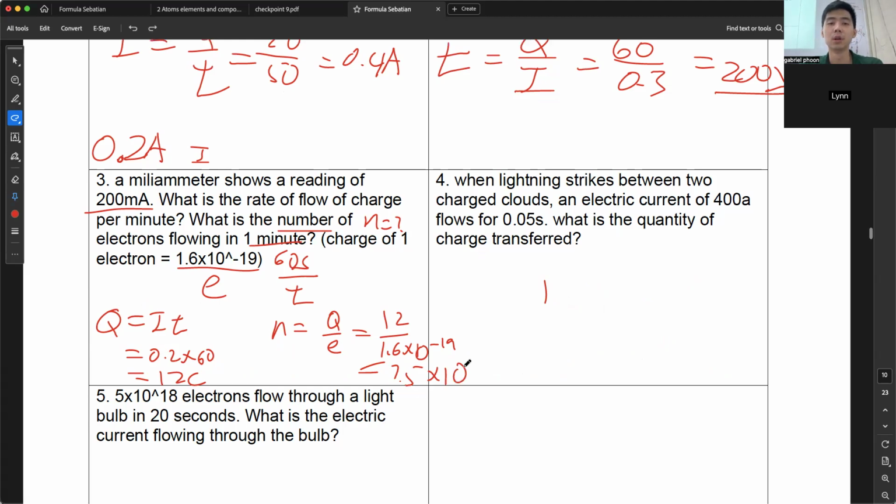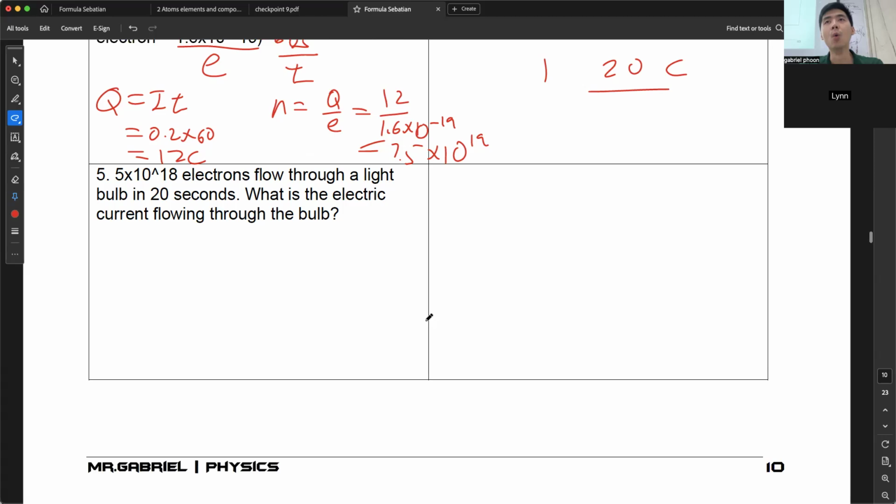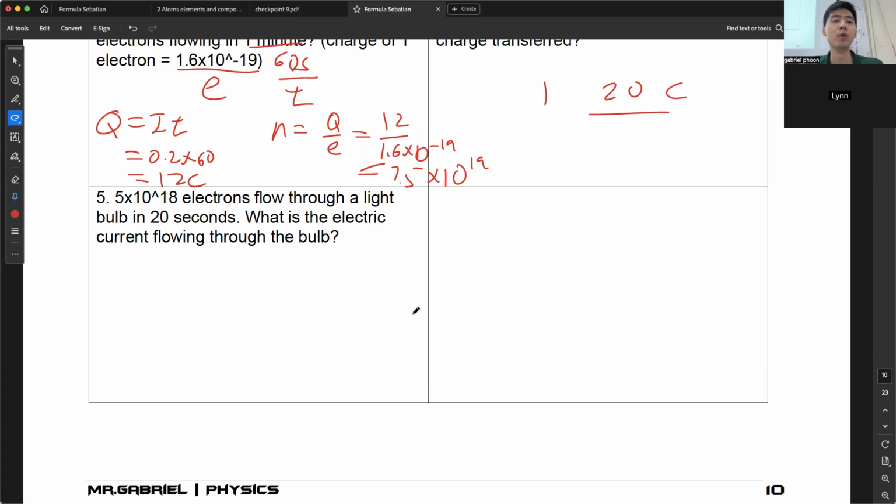Yes. Okay. Then for question 4, I think most of you guys got it correct also. Is it 20 coulombs? Correct? Q equals IT.